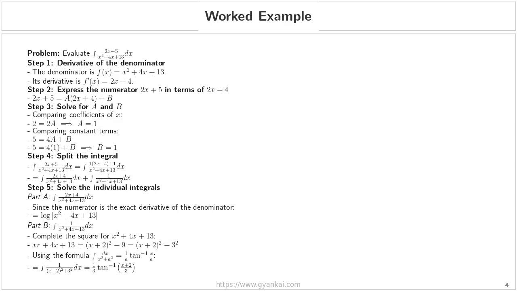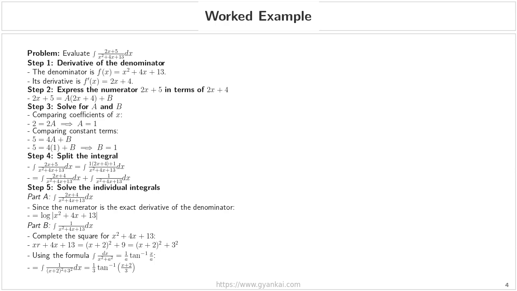Part B. Now, let's move on to the integral of 1 over x squared plus 4x plus 13. To solve this, we need to complete the square in the denominator. X squared plus 4x plus 13 can be rewritten as x plus 2, all squared, plus 9, which is the same as x plus 2 squared plus 3 squared. Now we have an integral in a form we recognize.